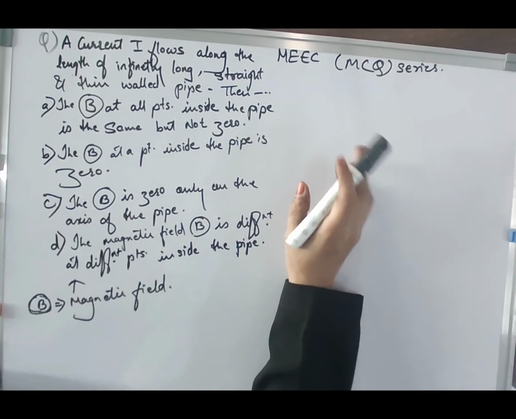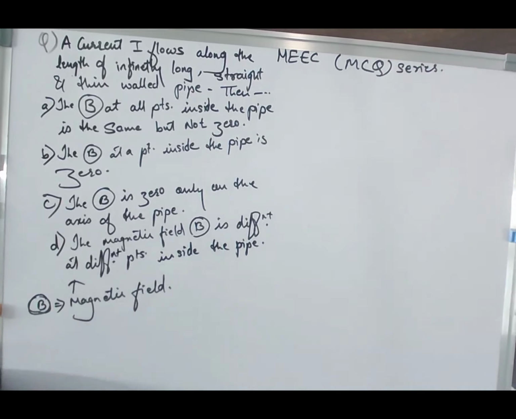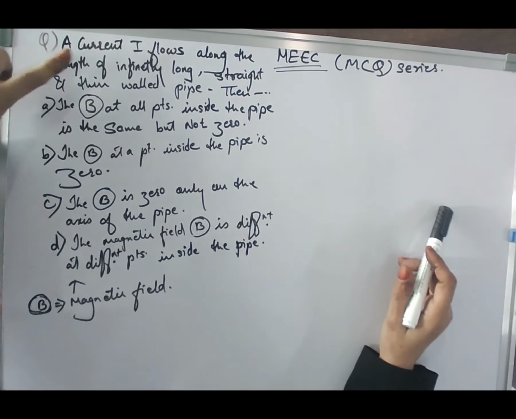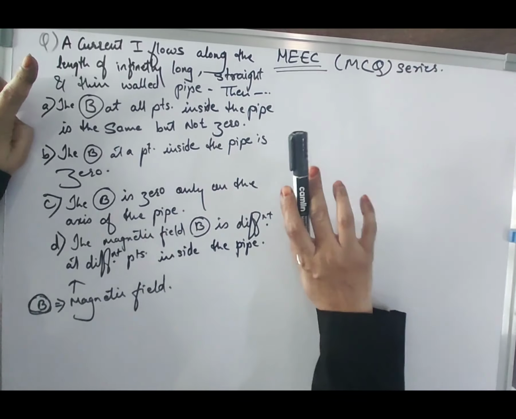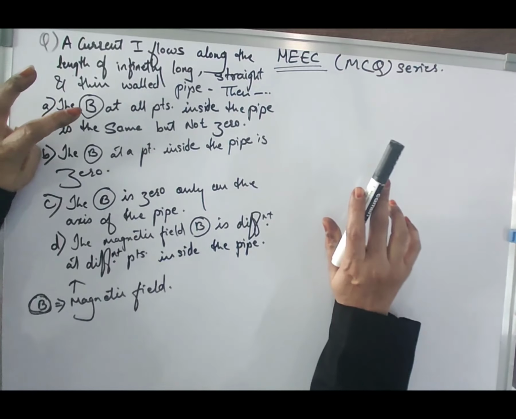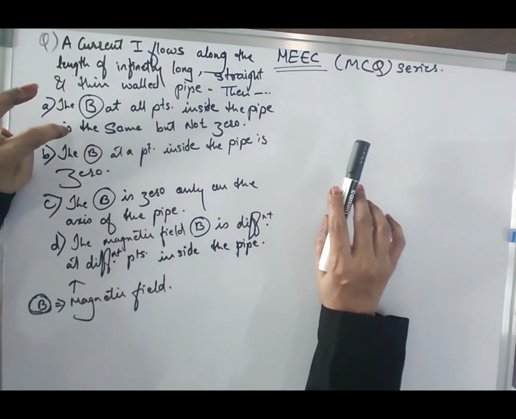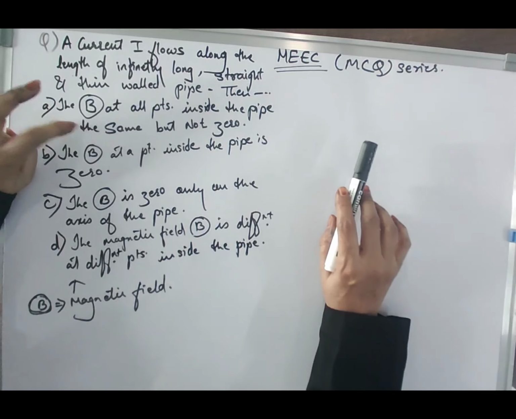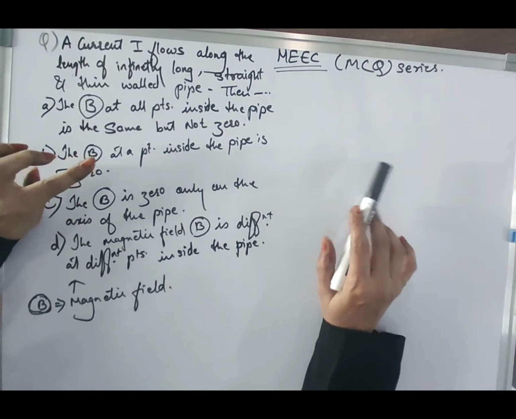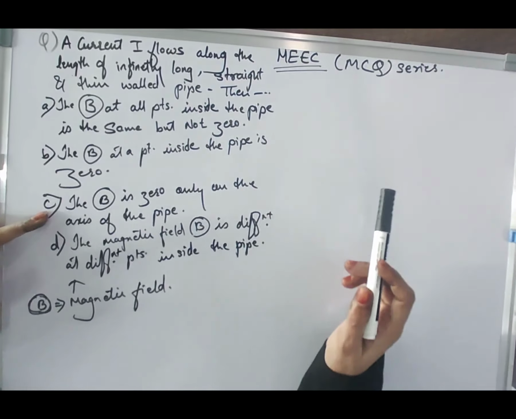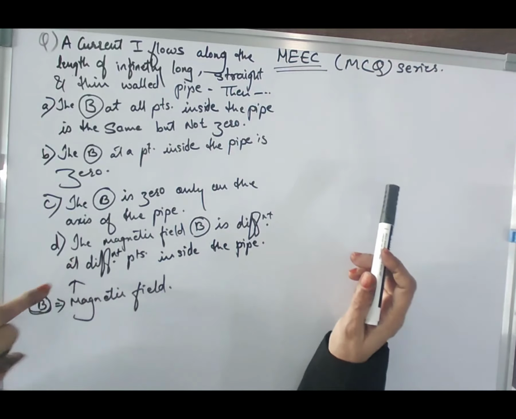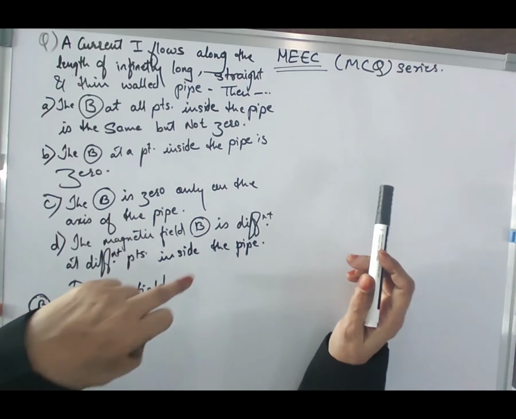So now our next question in the MCQ series says that a current I flows along the length of an infinitely long, straight and thin walled pipe. Then the magnetic field at all points inside the pipe is the same but not zero. These are the options, and option B says the magnetic field at a point inside the pipe is zero, and option C says that the magnetic field is zero only on the axis of the pipe, and option D says the magnetic field is different at different points inside the pipe.